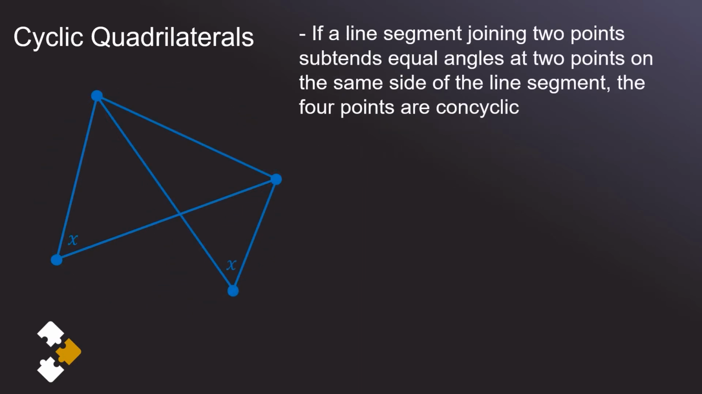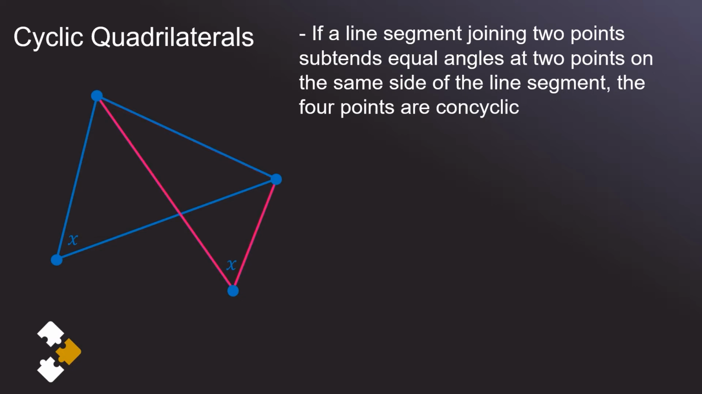Now next up, if a line segment joining 2 points subtends equal angles at 2 points on the same side of the line segment, the 4 points are concyclic. Now here, it's very much a case of, in the past, when we had the chord and the 4 concyclic points, then the angles are equal. Now, if we have the chord and the equal angles, then the 4 points are concyclic. So again, it's the same pieces of the puzzle with just a different part that's missing.